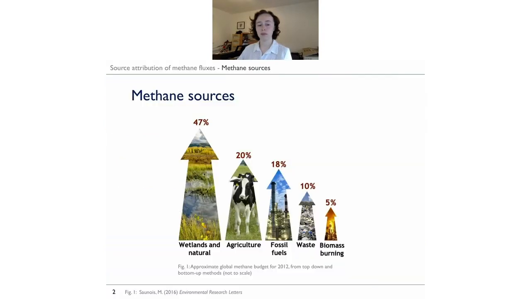So this plot here shows the global budget of methane emissions averaged for 2012, and methane has a range of natural and anthropogenic sources, as you can see here. It's a very strong greenhouse gas, so it's important that we can understand these sources well. My project is focusing on the fossil fuel methane emissions, shown here, that's about 20% of the total.